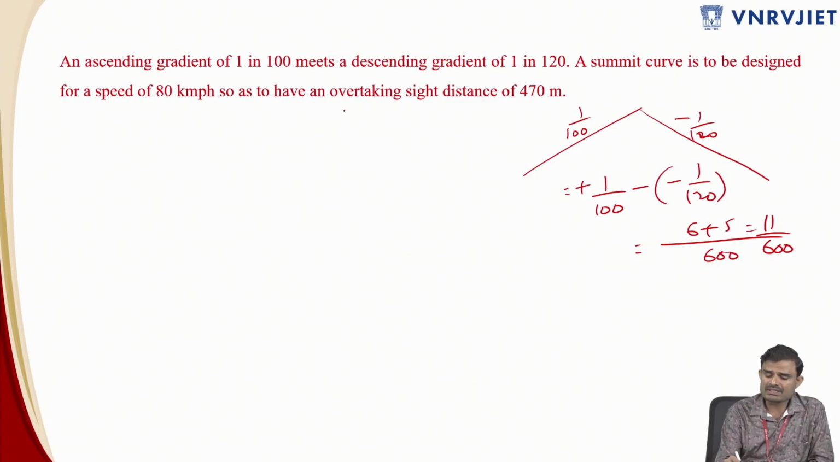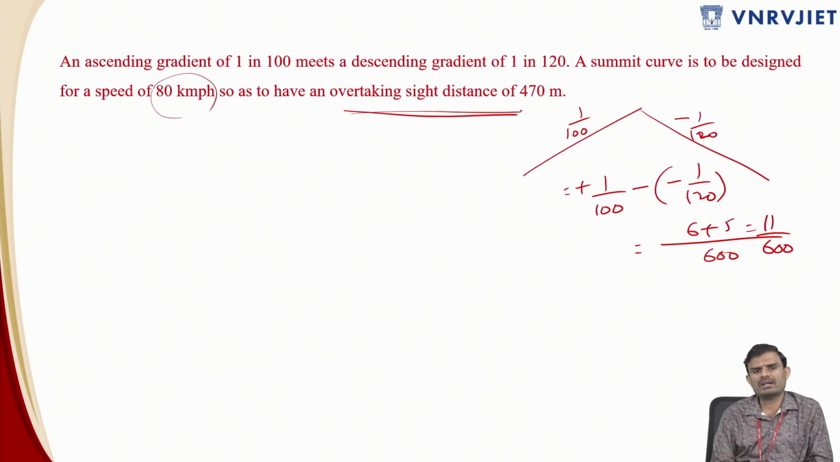So this is overtaking sight distance. An ascending gradient of 1 in 100 meets a descending gradient of 1 in 120. A summit curve is to be designed for a speed of 80 kmph. Speed is given as 80 kmph to have an overtaking sight distance. So you are asked to calculate the length of the summit curve for the overtaking sight distance criteria, not for the stopping sight distance criteria, which we have done in the previous problem. Now we have to design for overtaking sight distance.